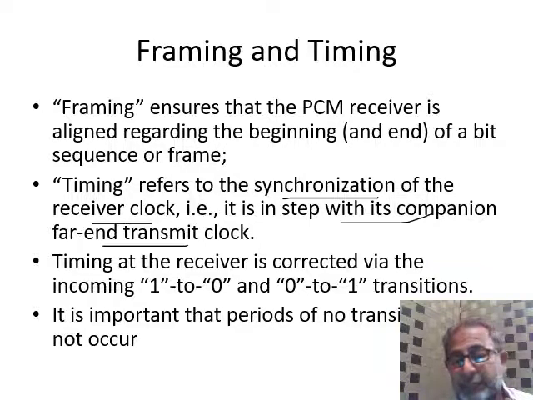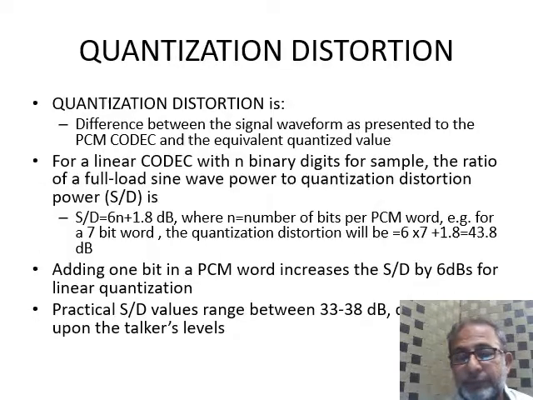And timing at the receiver is corrected via the incoming 1 to 0 and 0 to 1 transitions. So we need to check that periods of no transitions do not occur, or should be less in number.